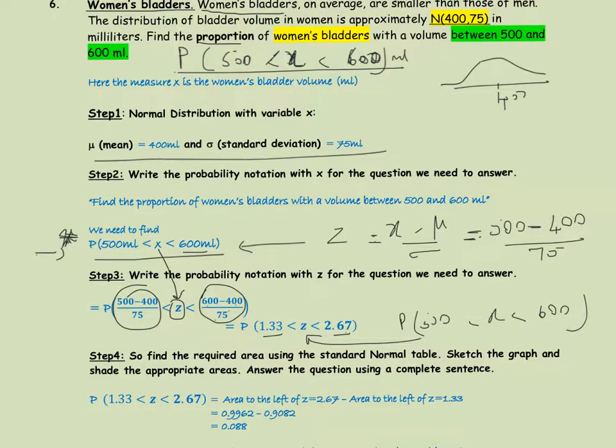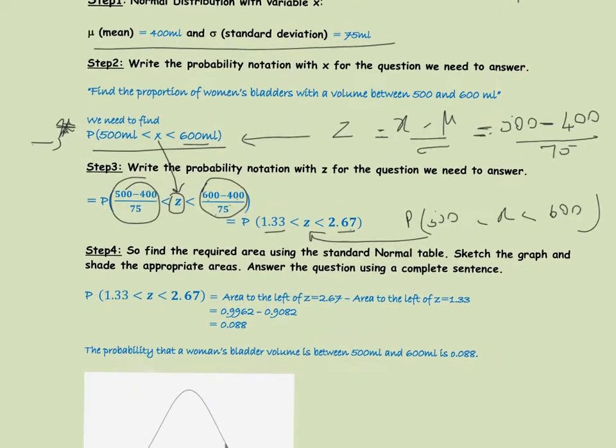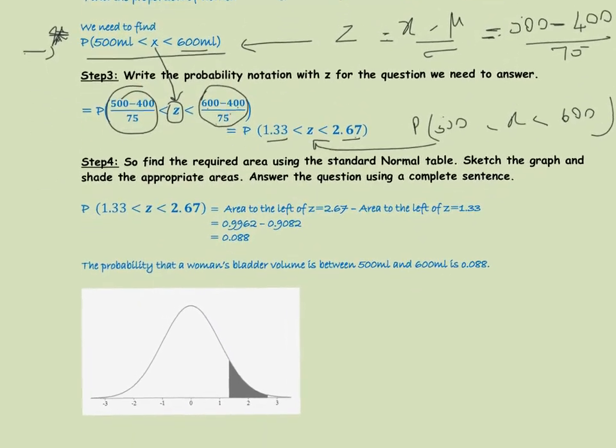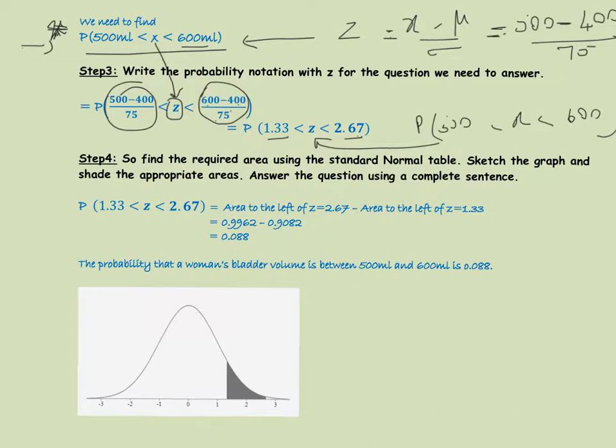Now all we have to do is go to the table and find the area that lies between 1.33 and 2.67. So let's shade the area first. Draw a little sketch. Notice that it goes from 0 to 3 on the right, and 0 to -3 on the left. And the area that we need is the area from 1.33 to 2.67, and that's the tiny area that we're trying to figure out.